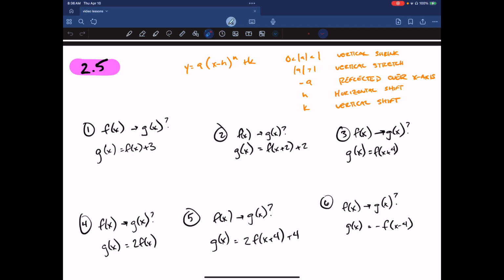Another way I like to think about it is that h is always inside the function, and k is always outside the function. If it's inside the function, then it's doing the opposite of what you think it's going to do. And if it's outside the function, it's doing exactly what you think it's going to do. So keep that in mind as we go along.